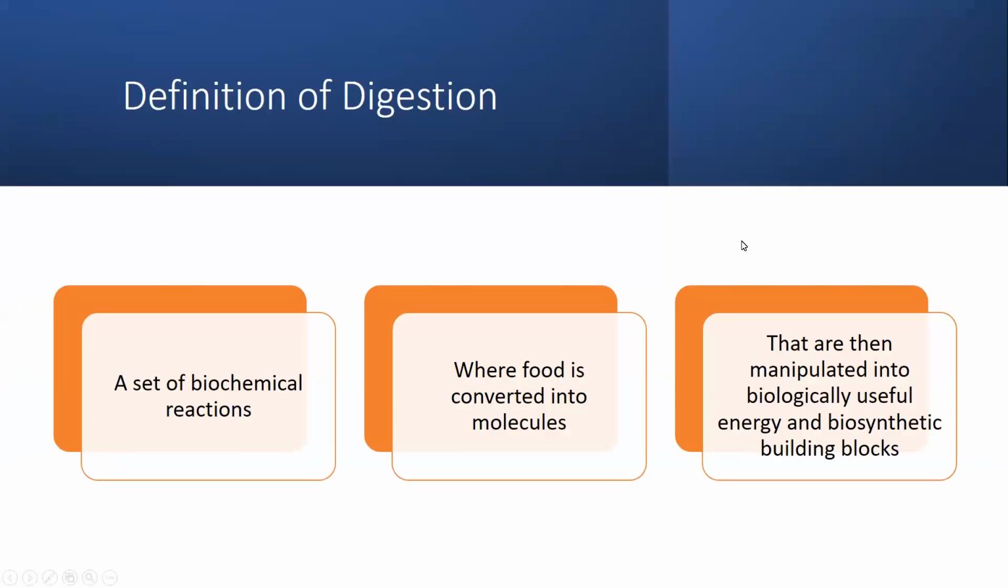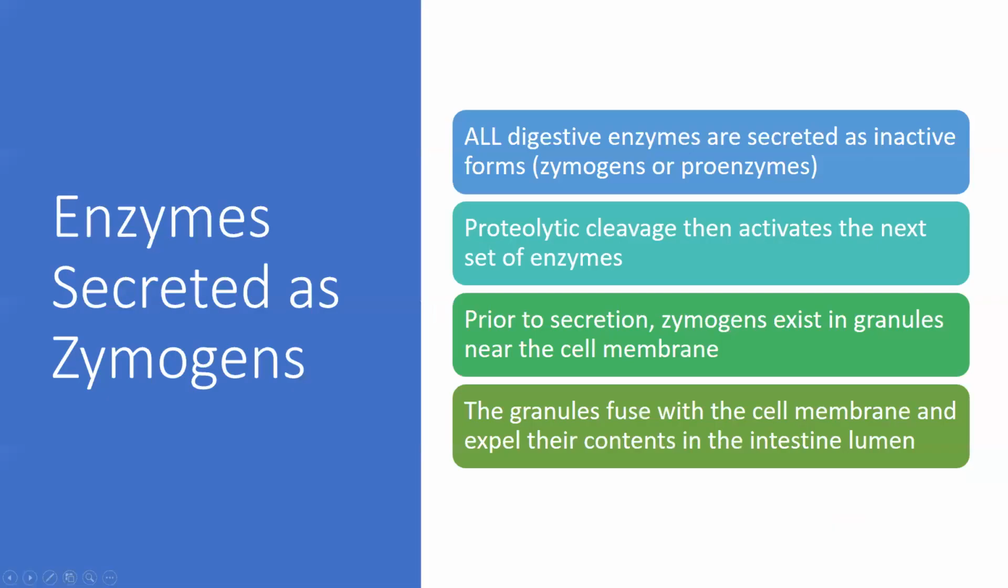All right, some of this stuff we're going to fly through. Enzymes are secreted initially as zymogens. All digestive enzymes are secreted as inactive forms, which are called either zymogens or proenzymes. You'll see both of them thrown around. They then have to undergo proteolytic cleavage to activate. They have to be essentially activated after they're secreted in their inactive state.